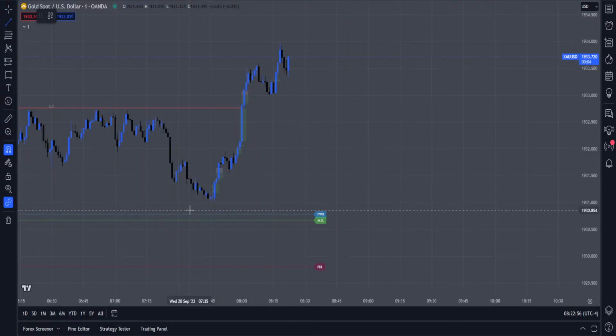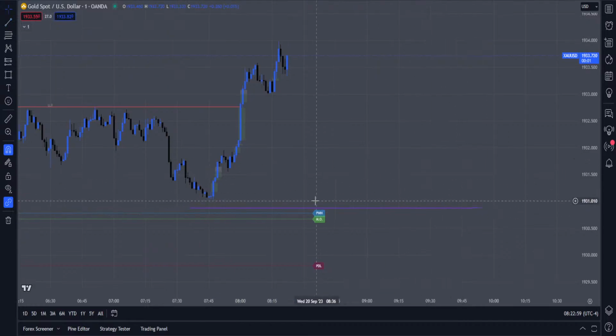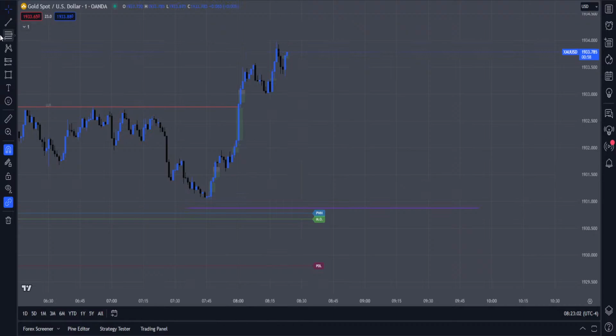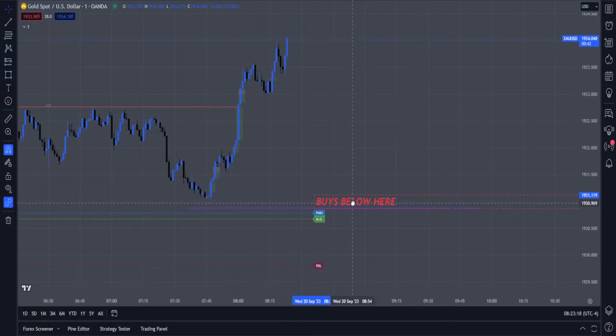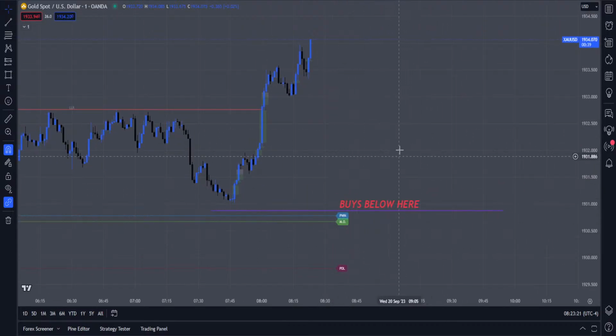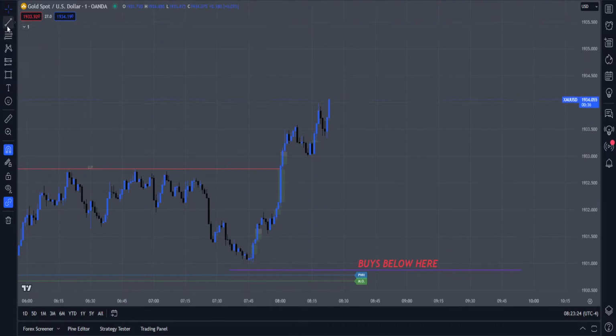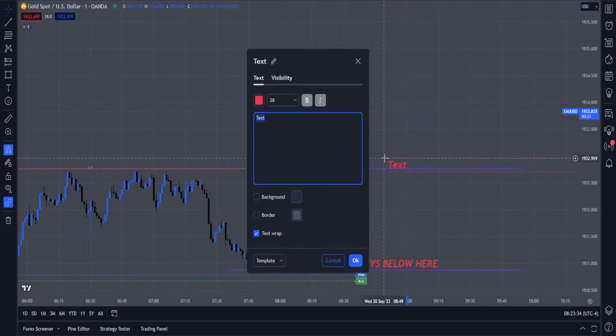So I will just leave a mark right here, and we will add a text. Put it right here, and we'll say buy. Okay, so buys below here. Alright, so these are 2 trade setups that we could take.